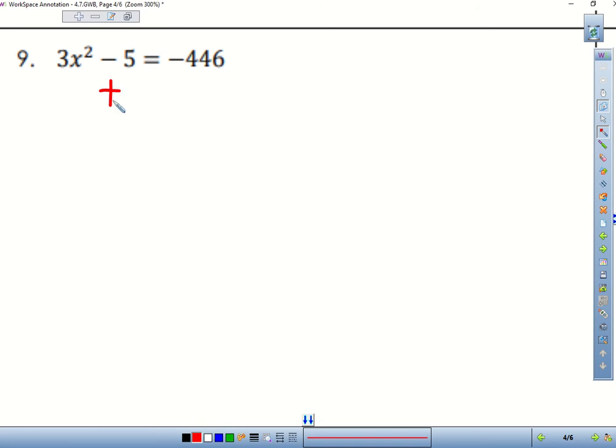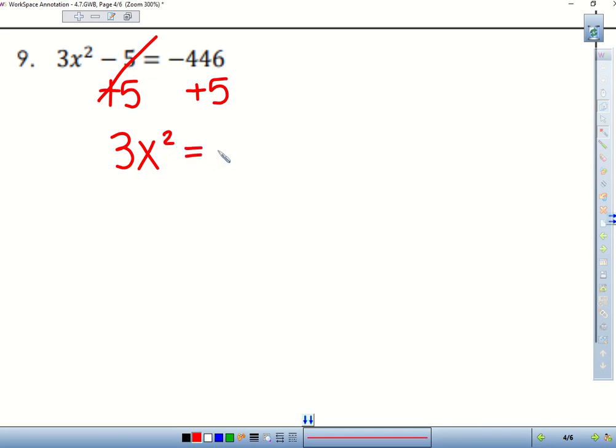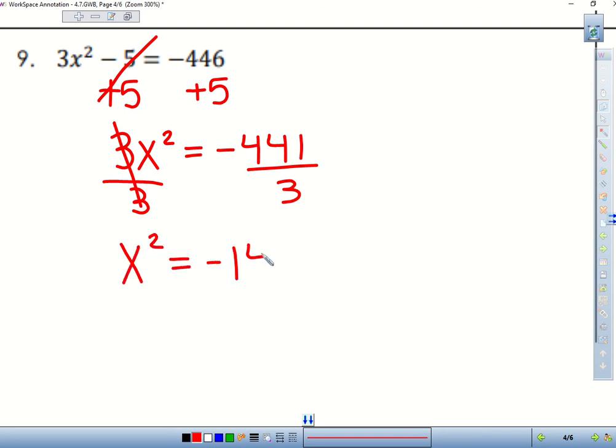So number 9, I'm going to add 5 to both sides. I've got 3x squared is equal to negative 441. Divide both sides by 3. I get x squared is equal to negative 147. I square root both sides.